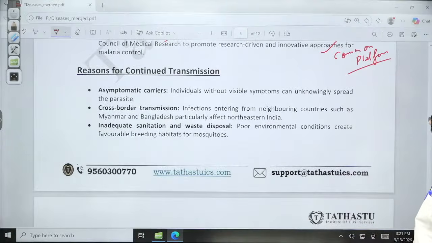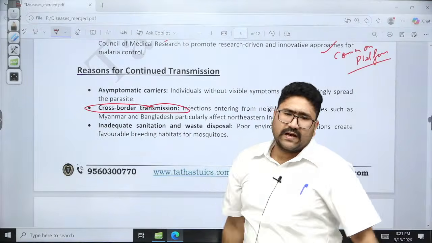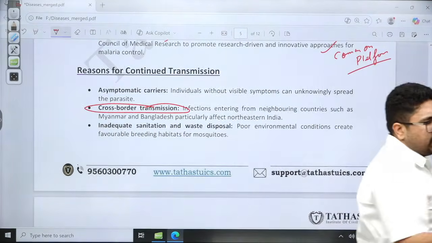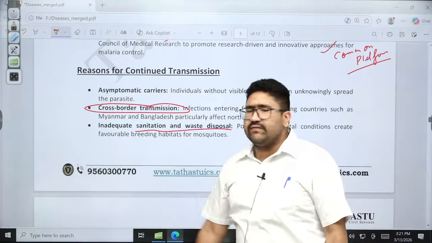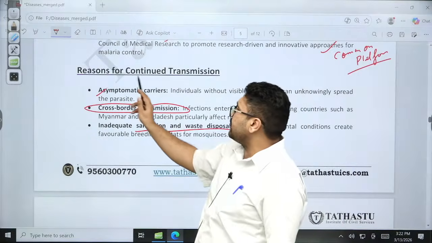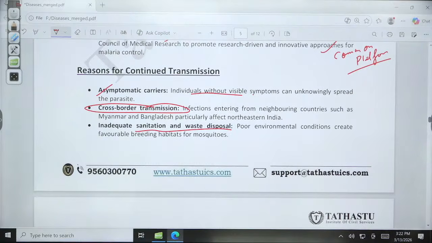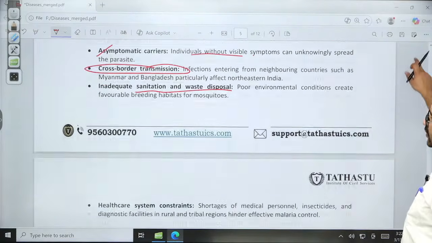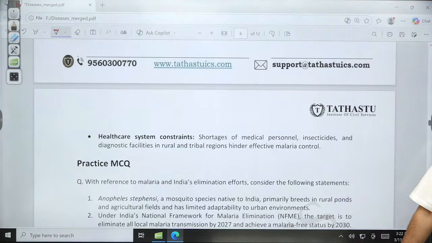Now, reasons for continued transmission. We always know that there are many cross-border transmissions. That means we have porous borders, people can easily come and go, enter the borders. Then there is inadequate sanitation and waste disposal, which is the breeding ground for such mosquitoes. Then there are asymptomatic carriers. Asymptomatic carriers means basically that individuals are already infected but they do not know, but they are helping in spreading the disease from one person to the other. Such are the challenges that will prevent the elimination of malaria from India by 2030.